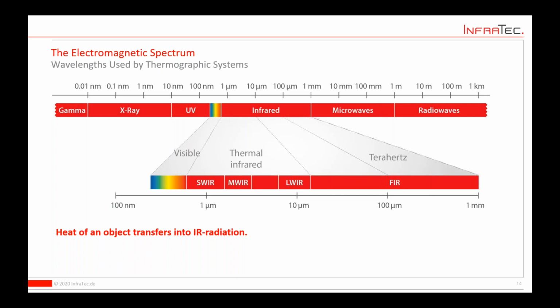And the basic thing to understand, or the basic principle, is that the heat coming from an object is transferred into IR radiation, or the other way around. Every object that has a higher temperature than the absolute minimum of 0 Kelvin will emit IR radiation. So this is the clear physical background of how we can give you a temperature reading by measuring the IR radiation in these bands beyond the visible.